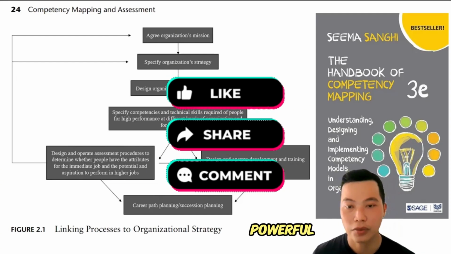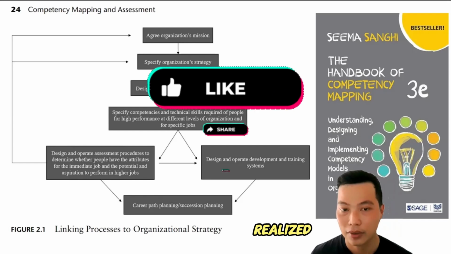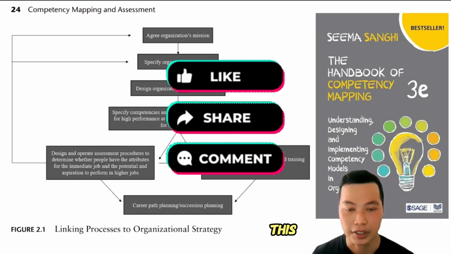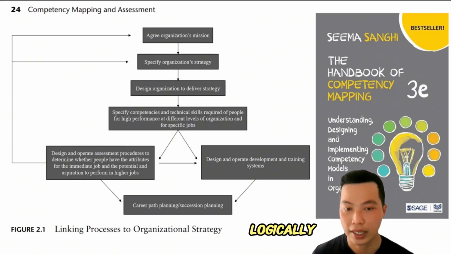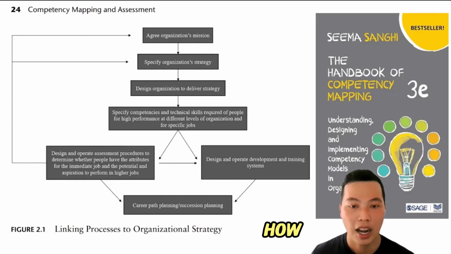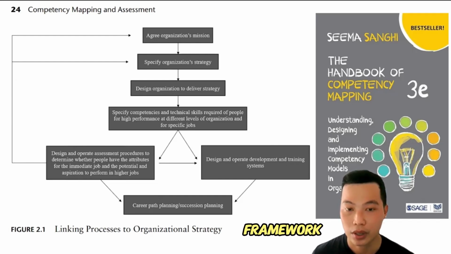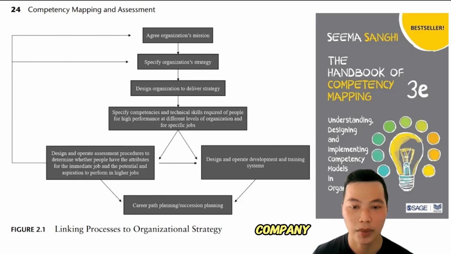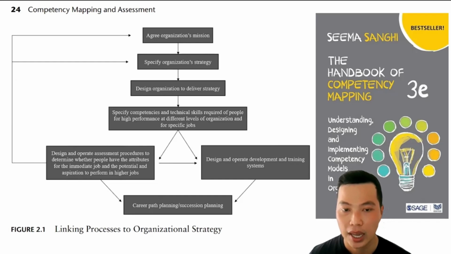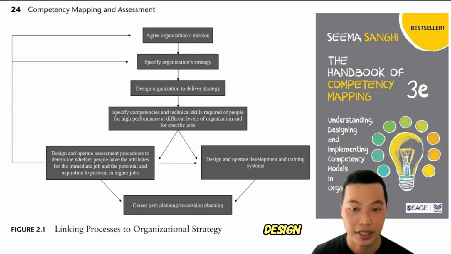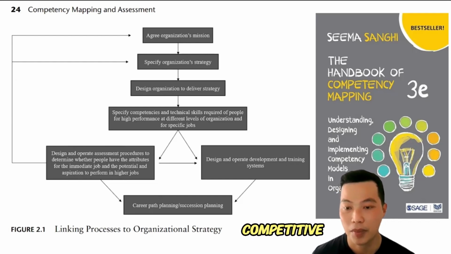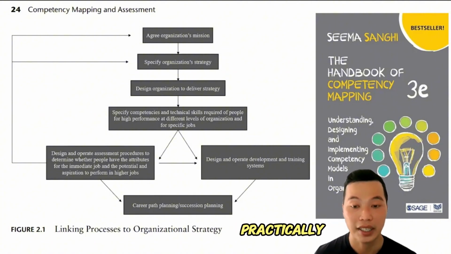What is the most powerful idea in this diagram that I realized? For me, the most powerful idea is this. It forces HR to think top down logically. Instead of asking, how should we build a competency framework? We should first ask, what is the company strategy? What is the people strategy? How is the organization designed? What competencies do people need to execute that strategy? If we ignore the strategic layer at the top, competency mapping becomes just a beautiful dictionary of behaviors, but practically useless.